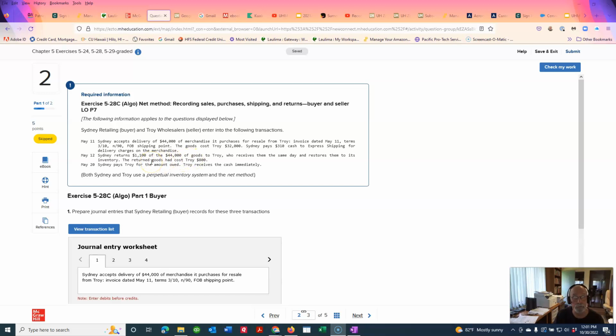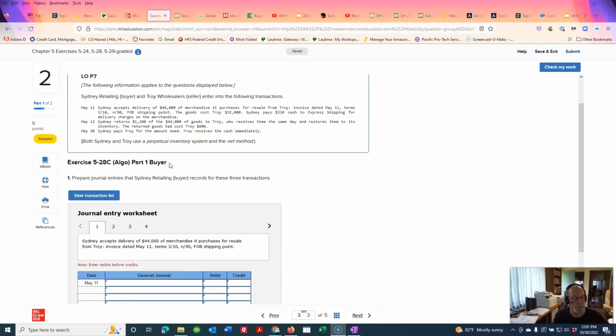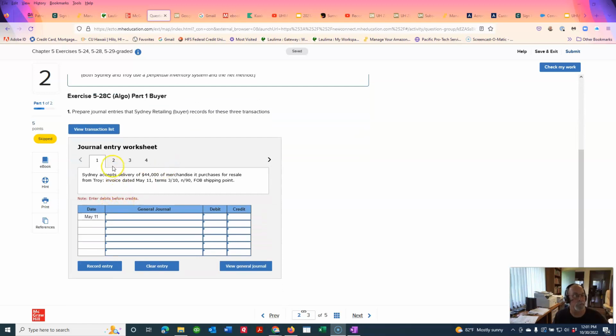And again, I'm talking in terms of Sydney Retailing, which is the buyer. And then on May 20th, Sydney pays the seller for the amount owed. So we have three transactions, May 11, 12, and 20. And so we're going to have to record this first on the buyer's books, and then secondly on the seller's books. So why don't we start with the buyer.